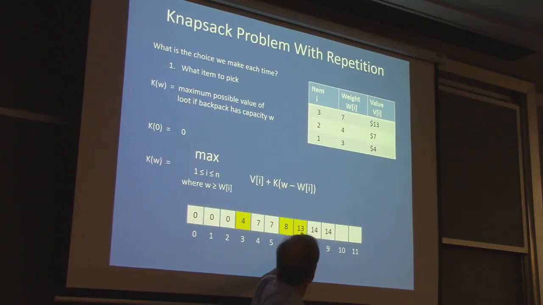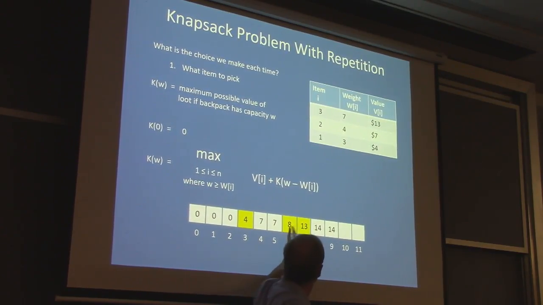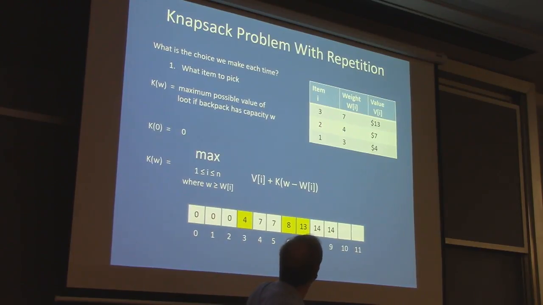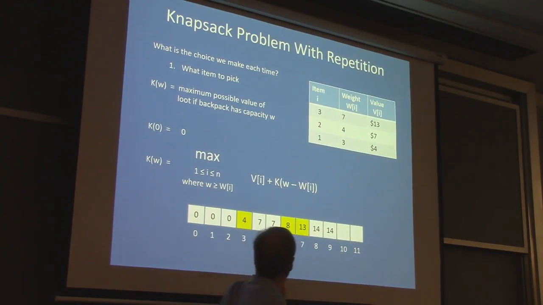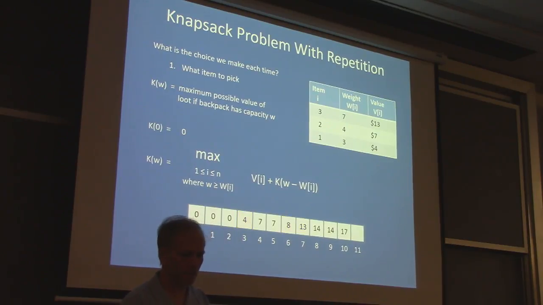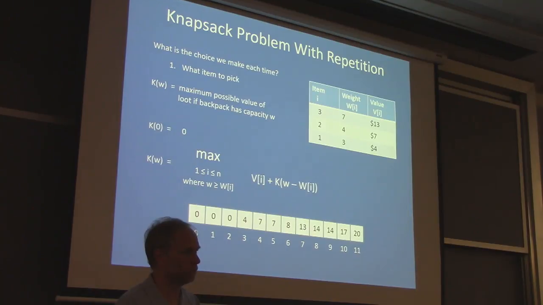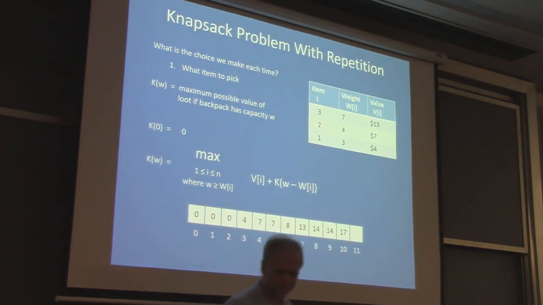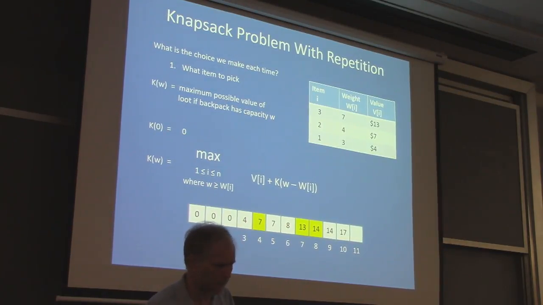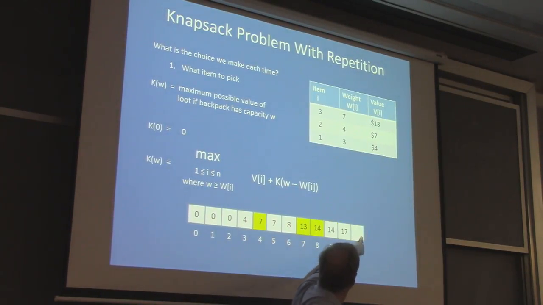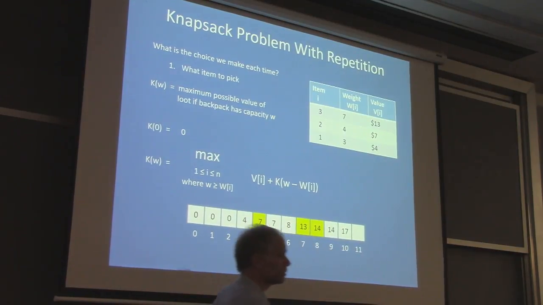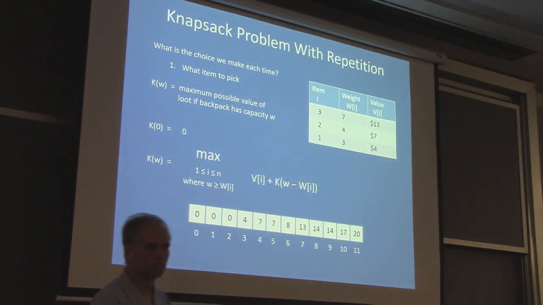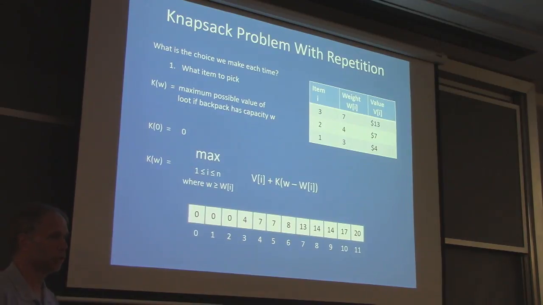4 plus 13 is one possibility. That's 17. 7 plus 8, that's 15. Or 13 plus 4, 17. Either way, 17. So we get 17. And then the last one here turns out to be 20, because we get 13 for this square. We take item 3, we get 13 plus 7. So that's 20. So we could just write this as a simple loop.